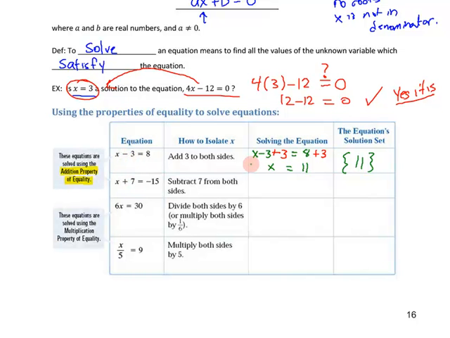Now what about the opposite of adding 7? If I have x plus 7 equals negative 15, what can I do to do the opposite? I can subtract 7 from both sides, right? And what happens when I do that? What is x plus 7 minus 7? Well, that's just x. And what's negative 15 minus 7? It is negative 22. So the solution set is {-22}.